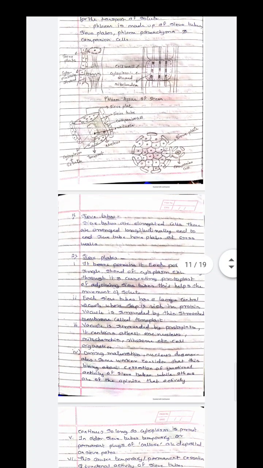Sieve tubes are elongated cells, arranged longitudinally, and they are crossed by these sieve plates. Then I am explaining the sieve plates. The sieve plates have a large number of pores, and these pores have single strands of cytoplasm extending to connect the protoplasts of adjoining sieve tubes, and they allow the movement of solutes.